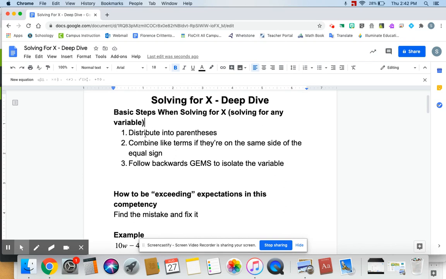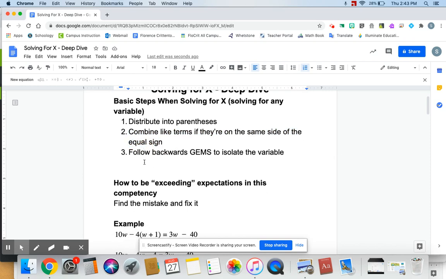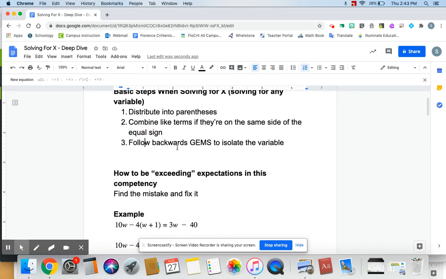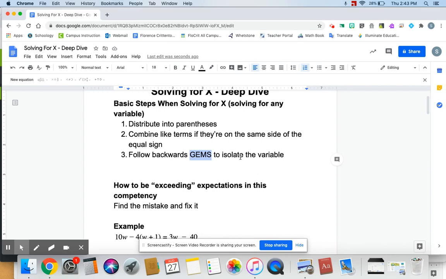You always start with distributing into the parentheses if you have them. You need to combine like terms if they're on the same side of the equal sign. And that's only a step if you have like terms to combine. And then the last step is where you follow backwards order of operations, which I'm using GEMS for in this class, in order to isolate the variable. Remember, isolate just means get alone or solve for.